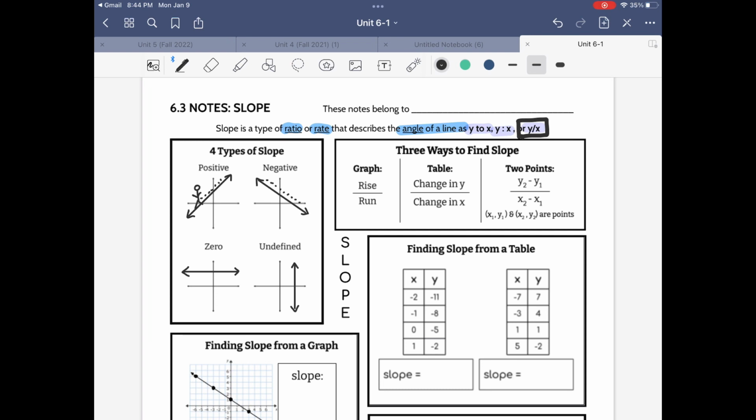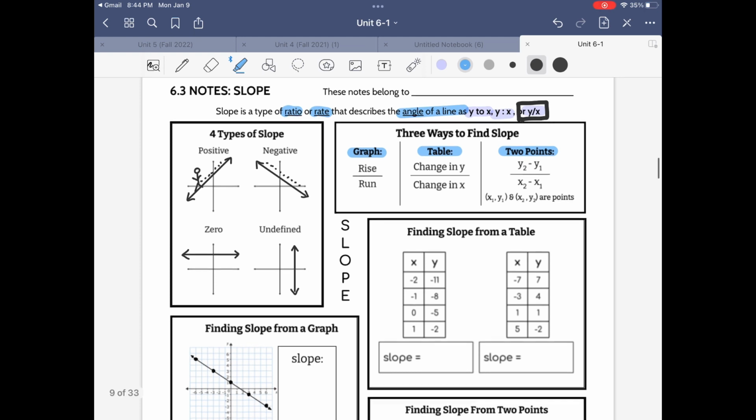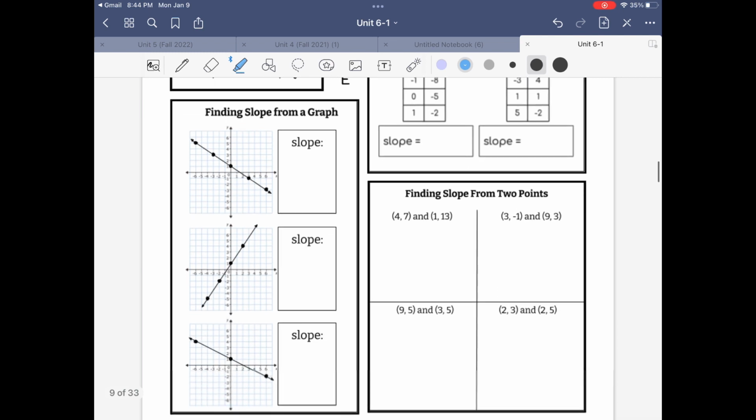Now, we are going to discuss three ways to find slope: from a graph, from a table, and from 2 points. They are all three the exact same thing, but the formula I've listed up here for each one will help you with each different representation. But no matter what, y is on top, x is on bottom. For a graph, that's rise over run.